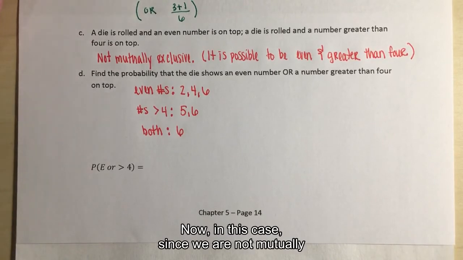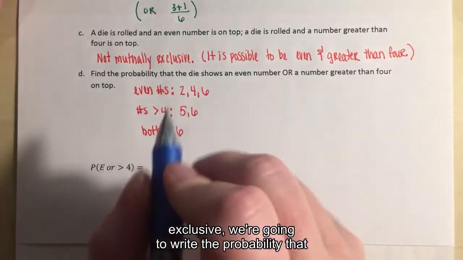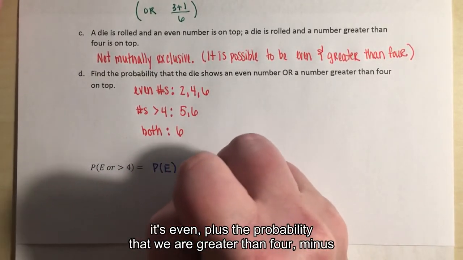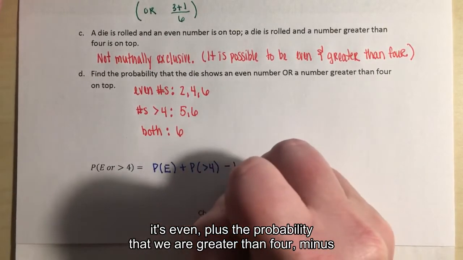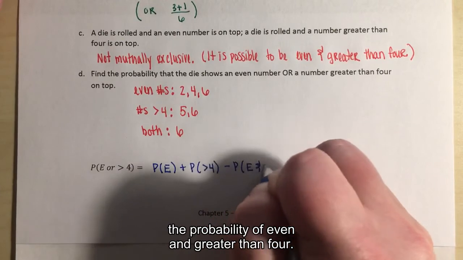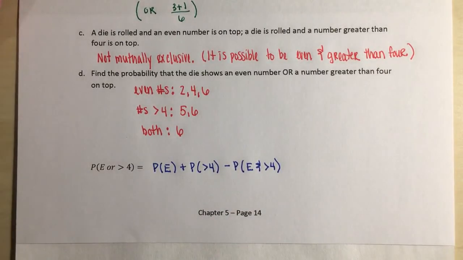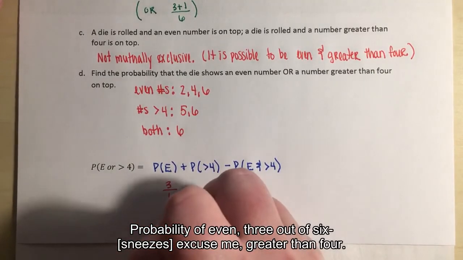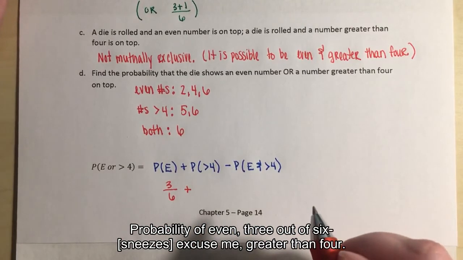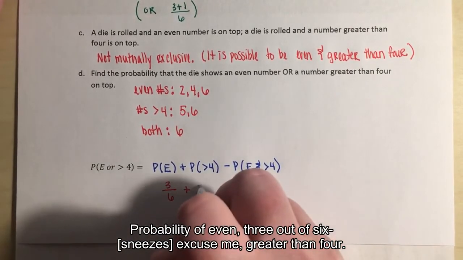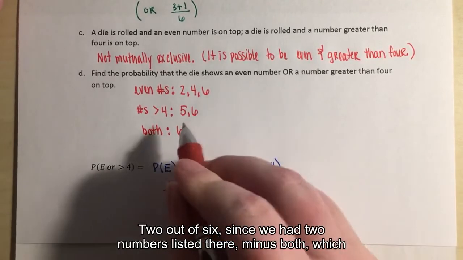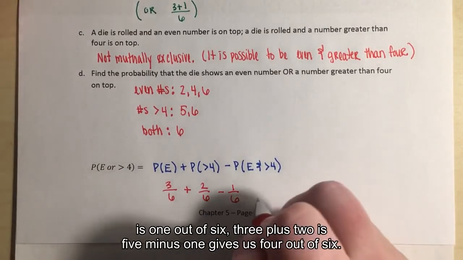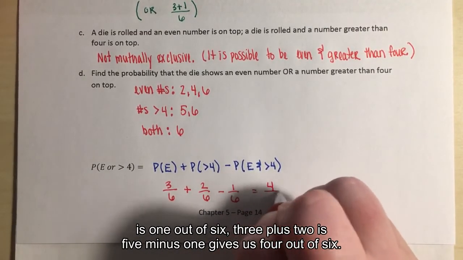All right, so now in this case, since we are not mutually exclusive, we're going to write the probability that it's even plus the probability that we are greater than 4 minus the probability of even and greater than 4. So probability of even, 3 out of 6. Greater than 4, 2 out of 6, since we had 2 numbers listed there, minus both, which is 1 out of 6. 3 plus 2 is 5, minus 1 gives us 4 out of 6.